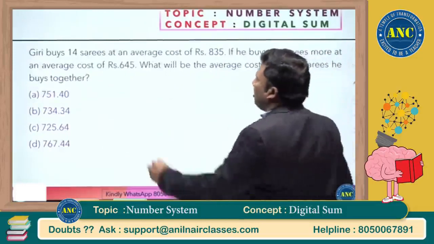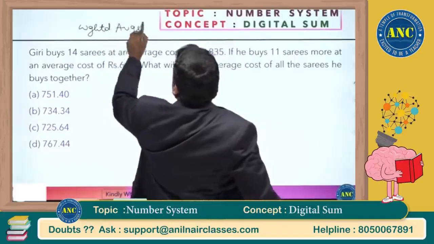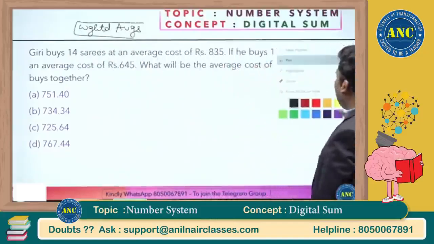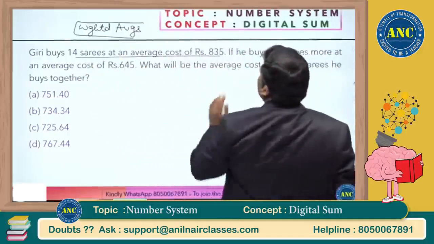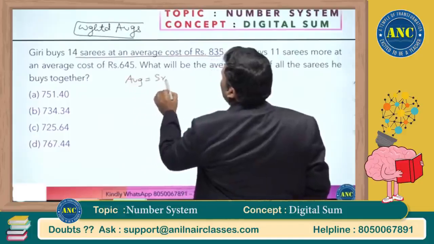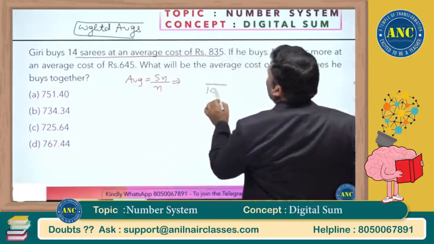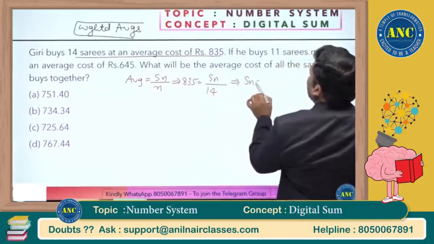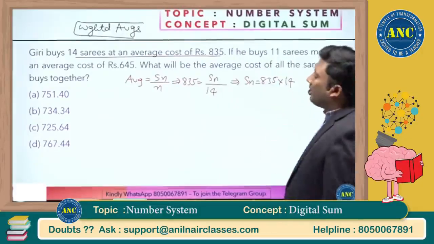Another one. This question is based on weighted averages. First read the question. How to apply digital sum in weighted average related problems. Giri buys 14 sarees at an average cost of 835. Average is defined as the sum of the quantities by the number of quantities. Number of sarees he bought are 14 and average cost is 835. So the sum he has invested is 835 into 14.